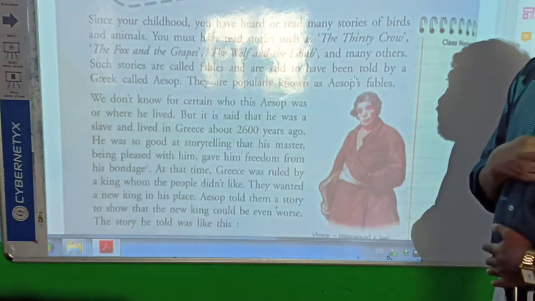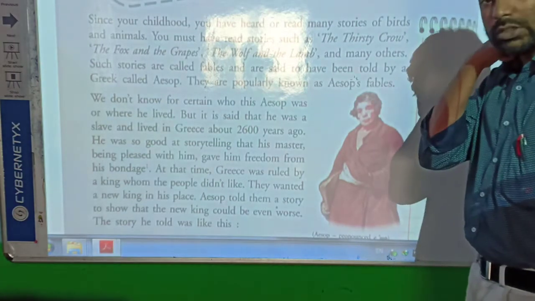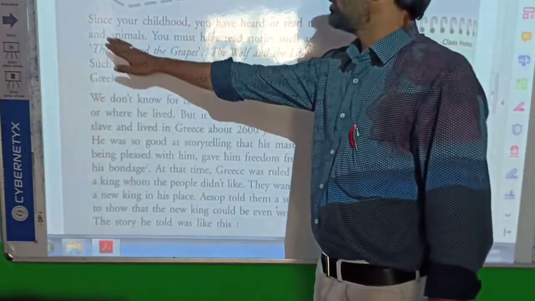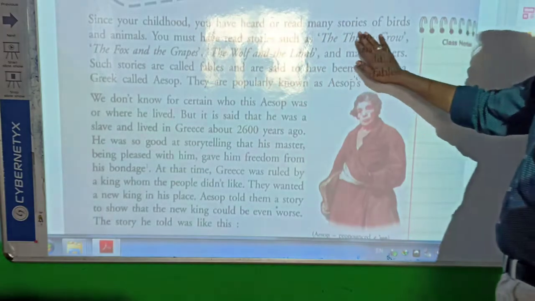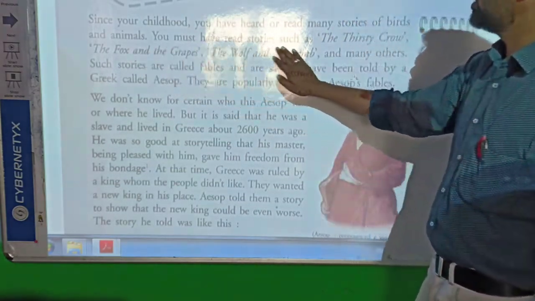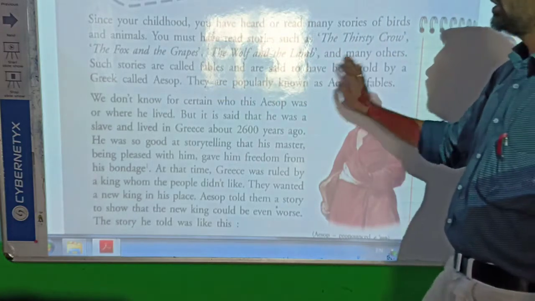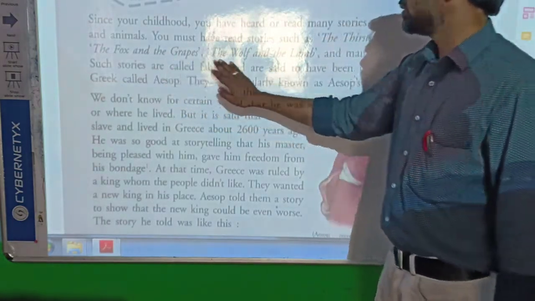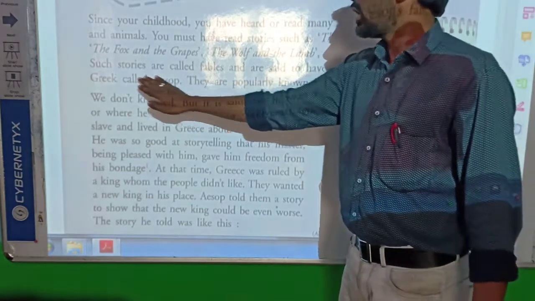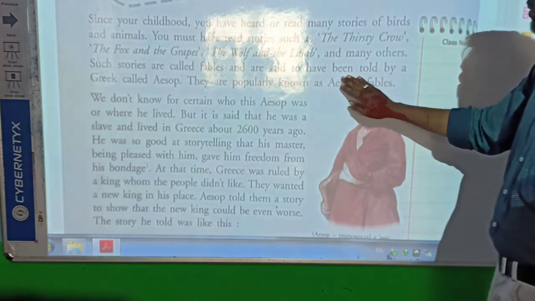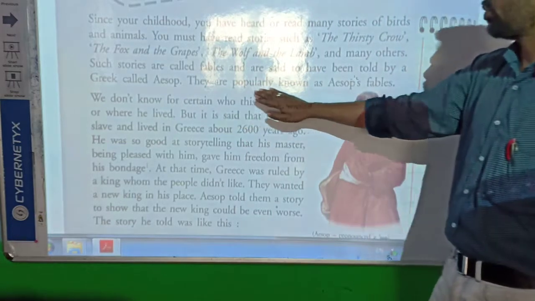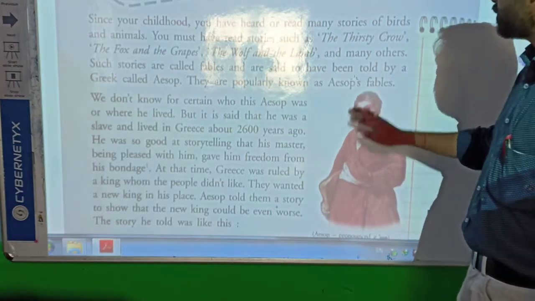So I will read for you. You can also read with me by looking at the screen or in your books. Since your childhood, you have heard or read many stories of birds and animals. You must have read stories such as the Thirsty Crow, the Fox and the Grapes, the Wolf and the Lamb, and many others. Such stories are called fables and are said to have been told by a Greek called Aesop, and they are popularly known as Aesop's Fables.